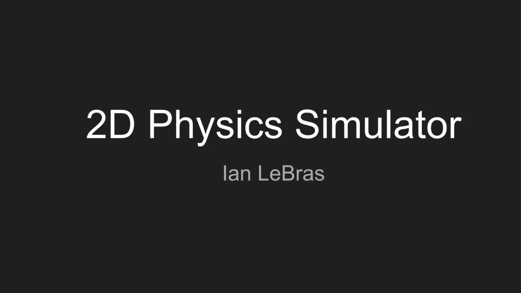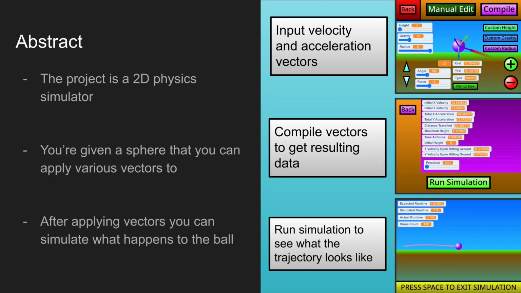Today I'll be demonstrating my physics project, which is a 2D physics simulator. So, how it works is that when you open the project, you are shown a sphere that can have velocities and acceleration vectors of varying angles applied onto it. After applying the various vectors, you can then press compile to see what happens to the ball. For example, how far it will travel, how high it will go, and the velocity upon hitting the ground.